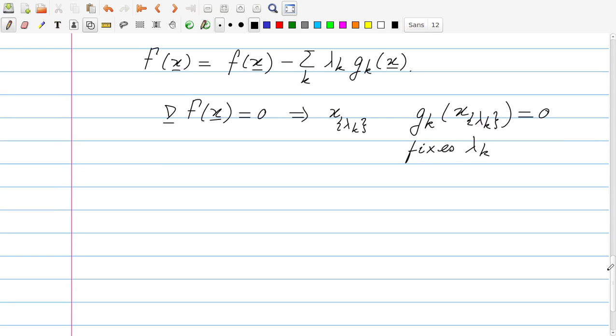And the lambda k's, they have a name. They are called the Lagrange multipliers. Sometimes people also call them Lagrange parameters.